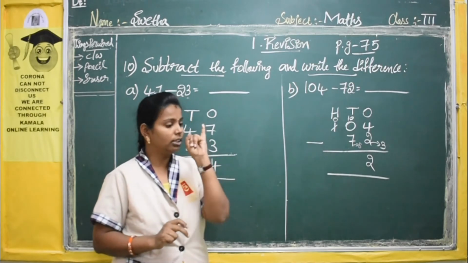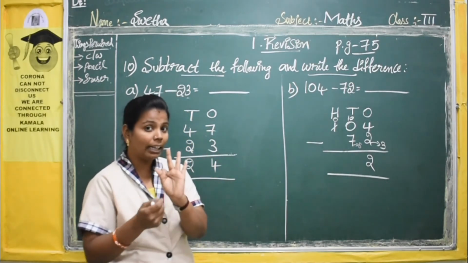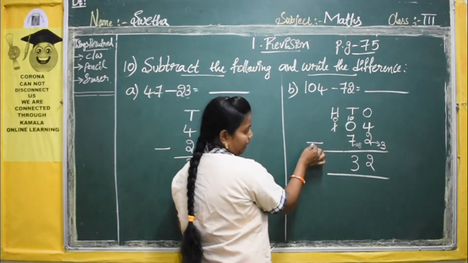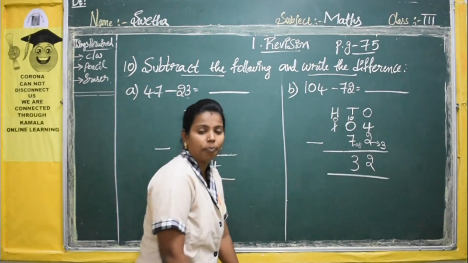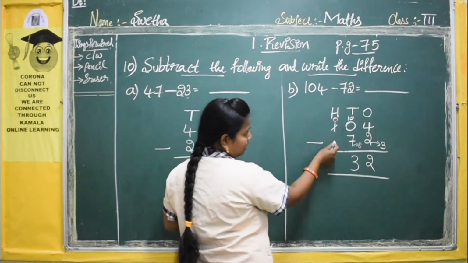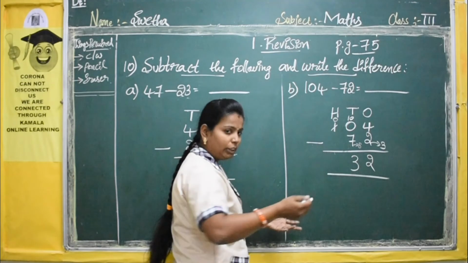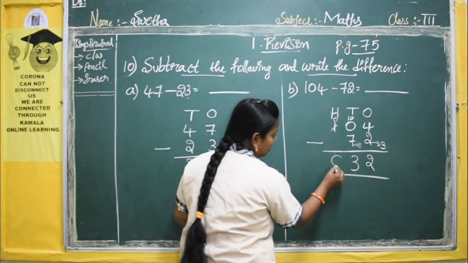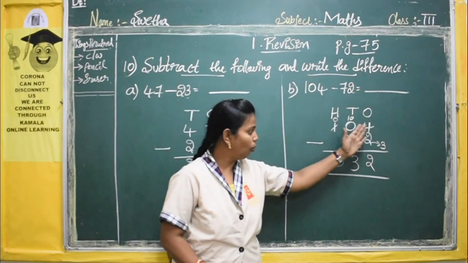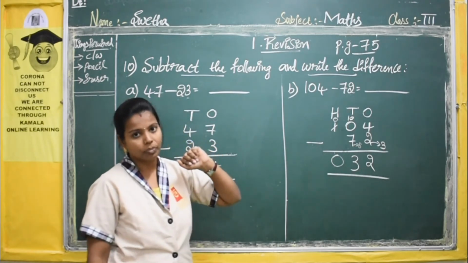So 8, 9, 10. So how many fingers are there? How many are left now? 3. So 10 minus 7 will give you 3. Okay. Now you see here in the hundreds place, we don't have any number. Here we have 0, down we don't have anything. So we will write that 0 as it is. Okay. So 104 minus 72 will give you 32 as your answer.